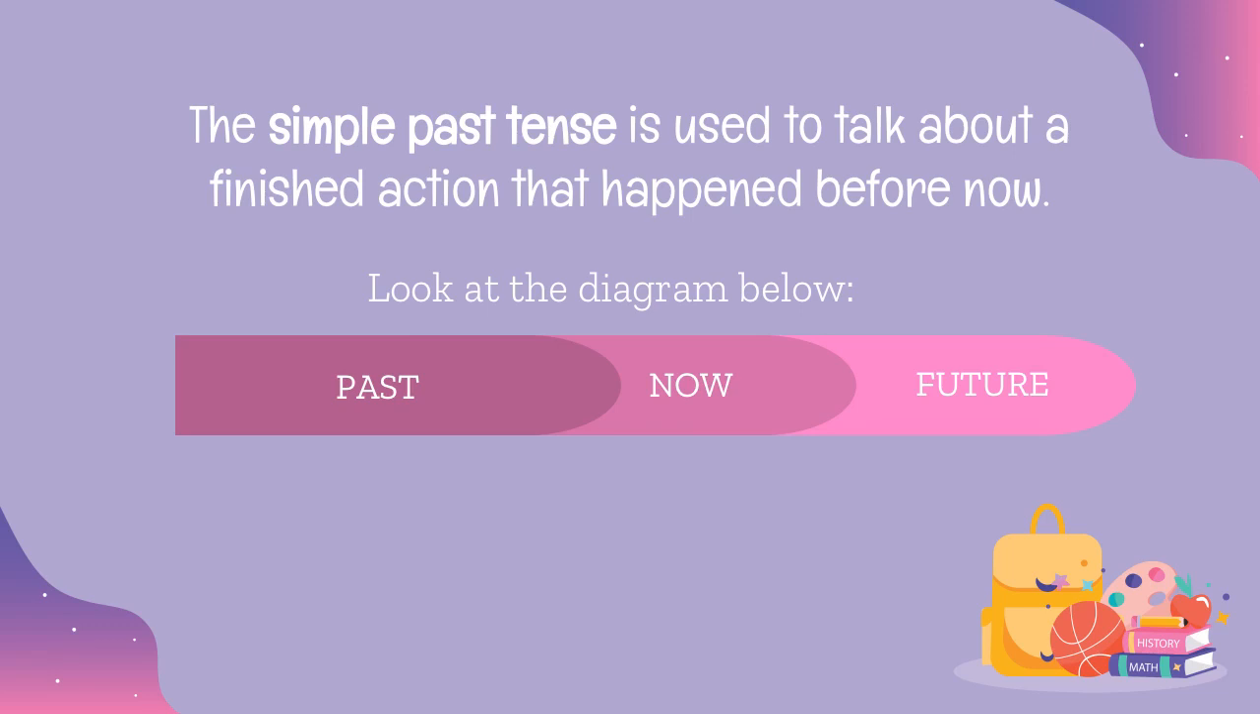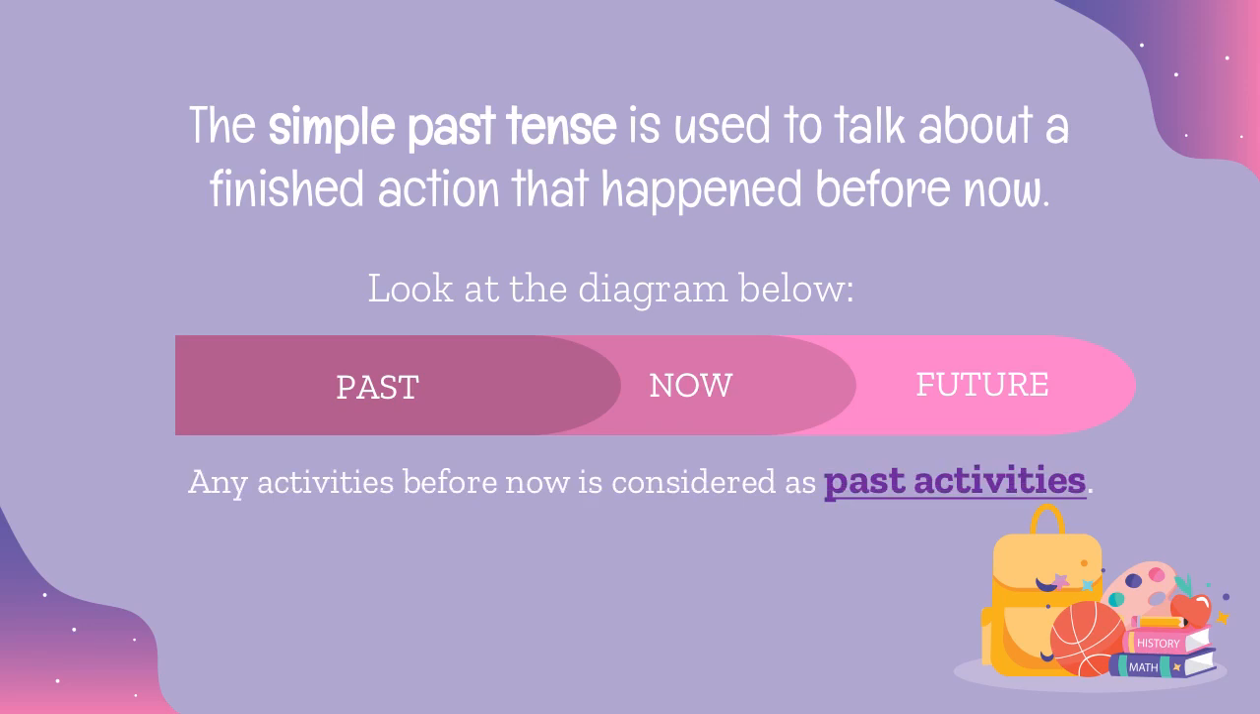I'll repeat. We are in the now situation. What happened a minute before was past. And what will happen a minute later will be future. Okay? There are two things that you need to remember. First, any activities that happened before now are considered past activities. And then, if you want to make a simple past sentence, you have to use past verbs.